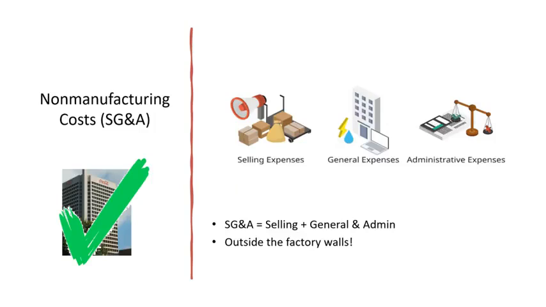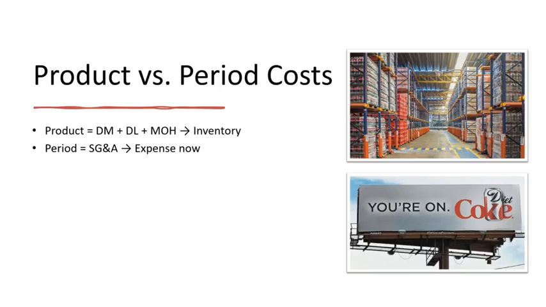Selling costs get the product into the customer's hands. These are the ad costs, shipping, sales commissions. General and administrative costs are the behind the scenes teams like executives, HR, legal, IT. Together they're called SG&A, and they show up directly on the income statement. If it's not tied to the factory, it's SG&A.